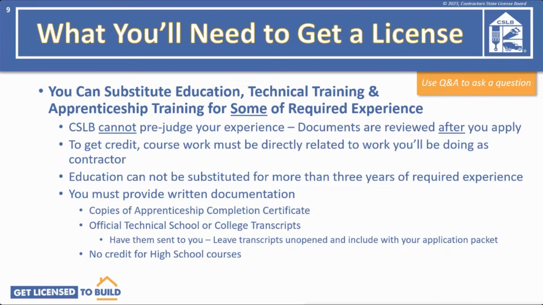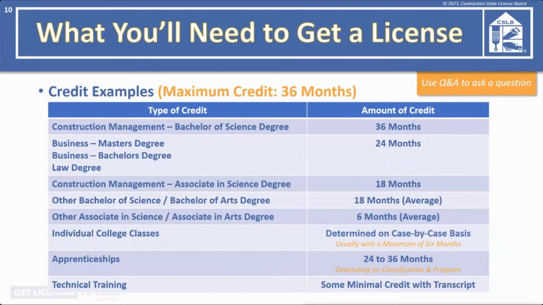Do not open the envelope, leave it sealed, and include it with your CSLB application packet. Note that high school courses will not earn you any credit towards your contractor's license. If you're looking to get education credit to meet the 4 years or 48 months of experience, you'll need to get your transcripts first. This is the kind of credit you can expect to receive for your education.